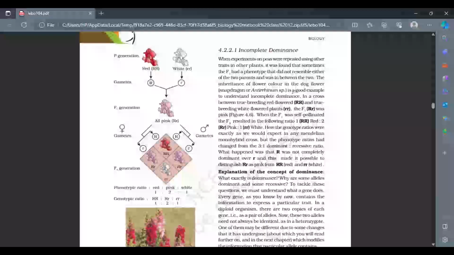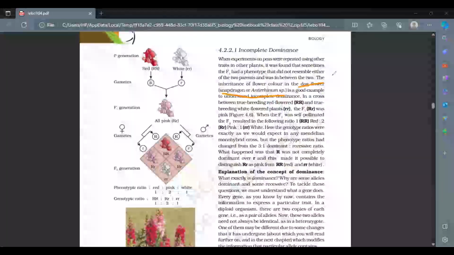Anthurium it is known as. So you have a dog flower, a snapdragon or anthurium, okay. And this flower is a good example to explain complete dominance. How do you make a cross? You start with the parental phenotype as told to you. The parental phenotype will have a true breeding variety. You have a red and a white color flower available to you.